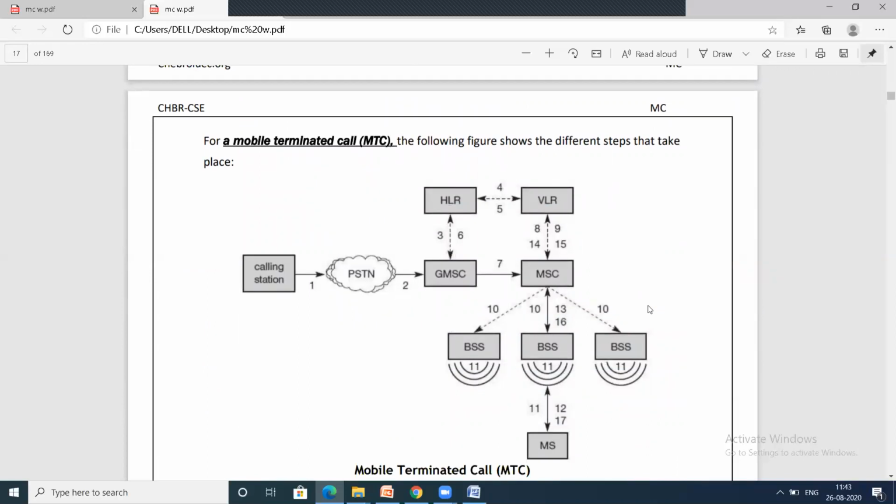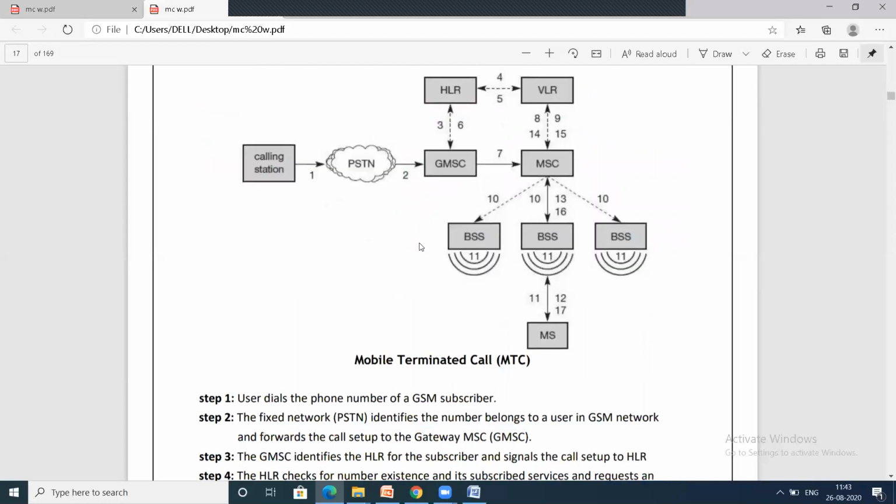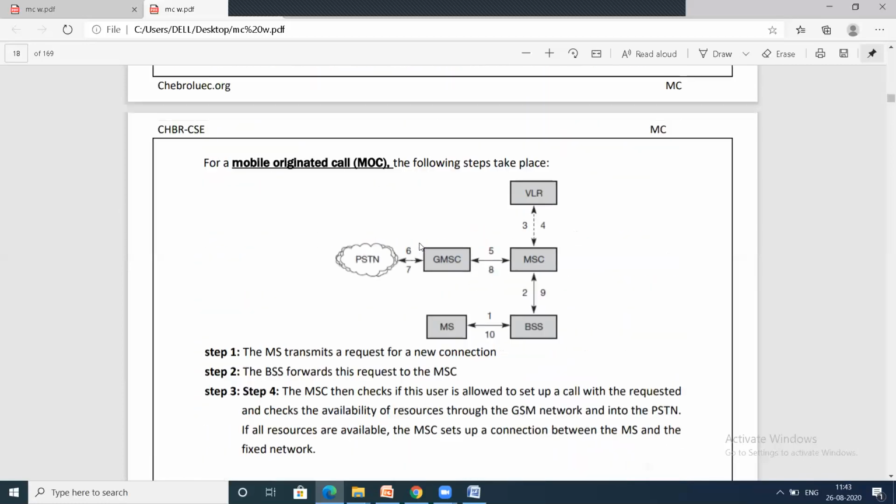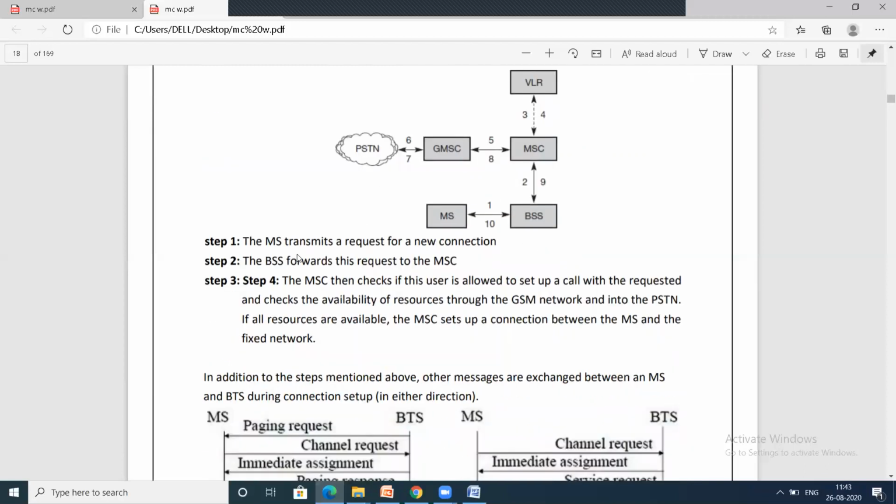In the localization and calling, we discussed MTC and MOC. In MTC, we discussed how the call will be connected from the calling station, that is a fixed station, to the mobile station. I already told you each and every step. Next, we discussed MOC, mobile originated call, which is the reverse of MTC. In MTC, the call starts from a fixed station or calling station to the mobile station. Here, the call starts from the mobile station to the fixed station, that is the calling station. That is MTC and MOC.